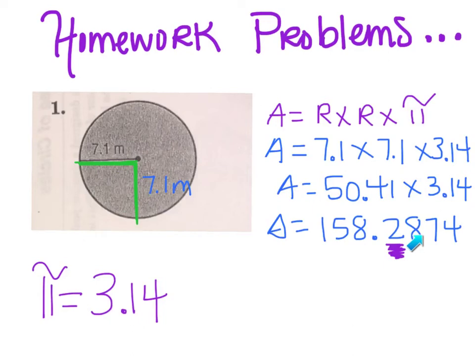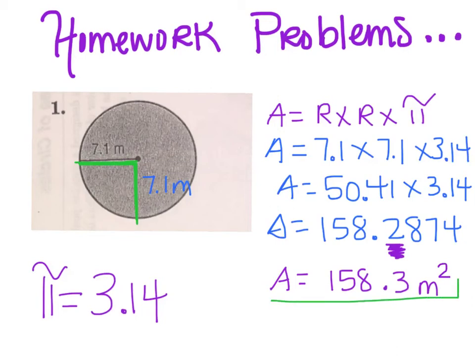So my final answer, the area of circle 1 should be 158.3, and this question is using meters for its measurement, so I'm going to put meters squared or square meters. You have to put that exponent, otherwise all your answers are incorrect. 158.3 square meters.